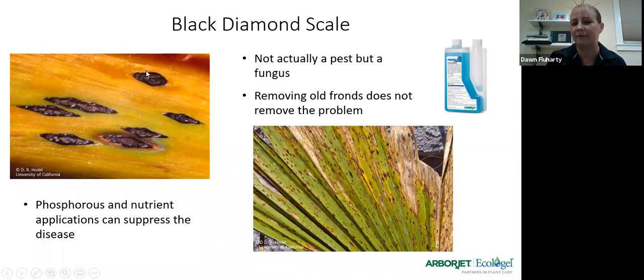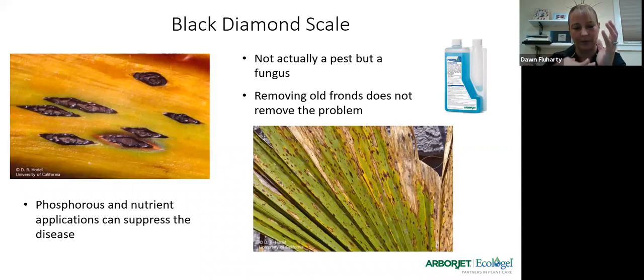And unfortunately, I've heard so many people say, yeah, we use imidacloprid against the black diamond scale. It's really not effective. And I have to break it to them that it's not actually a scale pest, and that they need to be using a fungicide against it. So we have found that doing a phosphorus application with Arborjet in the fall, it's almost always a one and done application. So you inject in the fall and the new fronds come out nice and clean, no infection. And you would assume that the old fronds would reinfest the new fronds, but they don't.